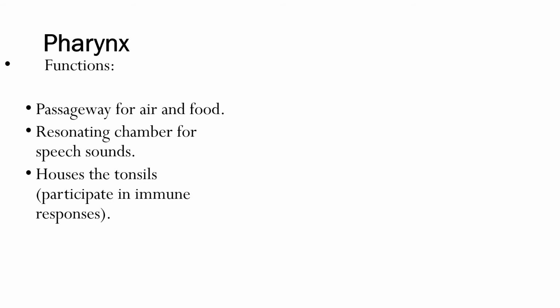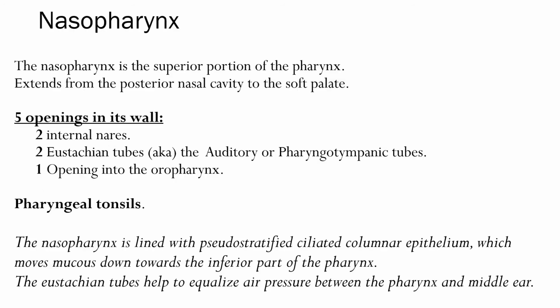So the pharynx is basically a passageway for air and food. It has a resonating chamber there, basically for speech sounds. It houses the tonsils, and we saw those tonsils in the last test, and you're going to see how that pharyngeal tonsil, way up high, is bordered on either side by the eustachian tubes. Okay. And then the nasopharynx is the superior aspect of the pharynx.